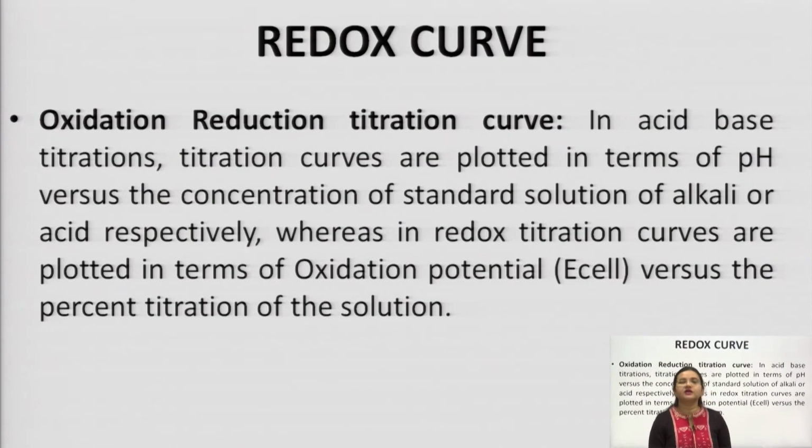So moving ahead, we come to the redox curve, a redox titration curve. A redox curve is an oxidation reduction titration curve. In a similar way, in acid base titration, the titration curve is plotted in terms of pH versus the concentration of a standard solution, such as alkali or acid respectively. Whereas in redox titration, the curves are plotted in terms of oxidation potential versus the percent titration of the solution.